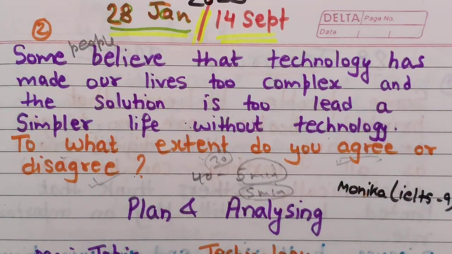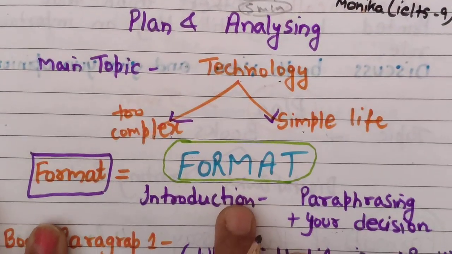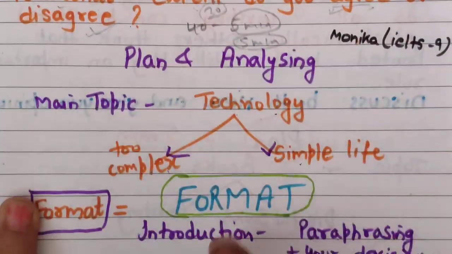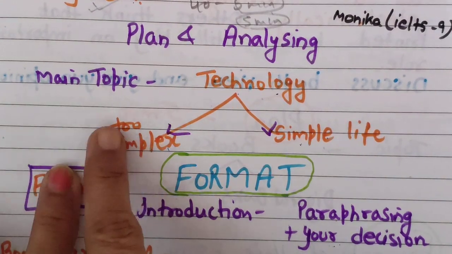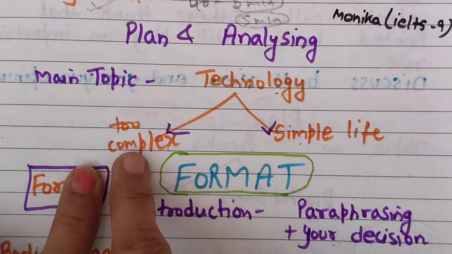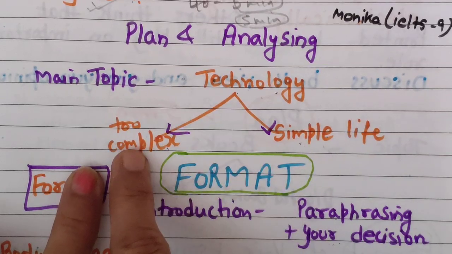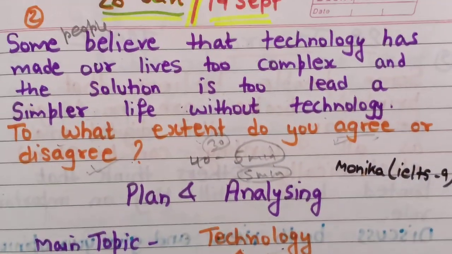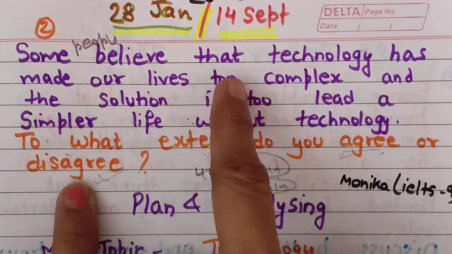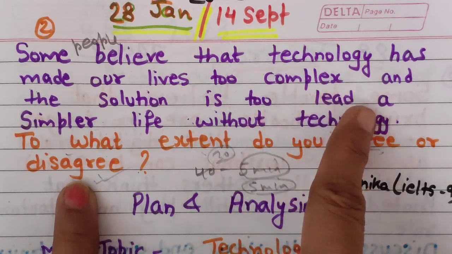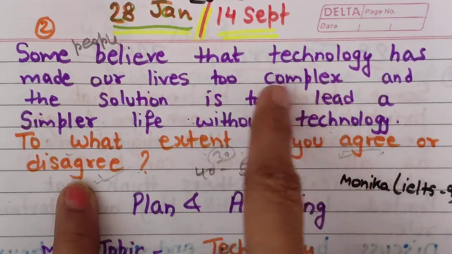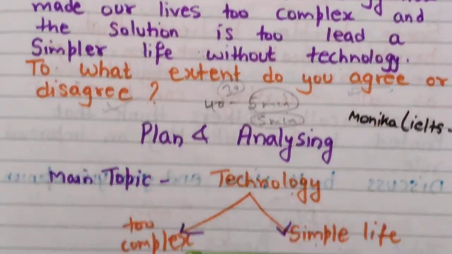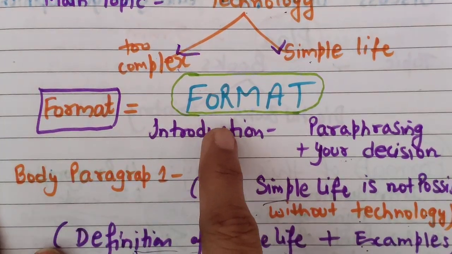But before that, let's discuss some other things: the format of this essay. Now you can see here there are two things they have given: technology making our life too complex, and a simple life. So are we going to avoid these two topics? No. Since we disagree with the statement, we will talk about how technology has changed our life into an easy life, but we will talk about this also. We will not avoid these two topics here. So let's first discuss the format of this essay.